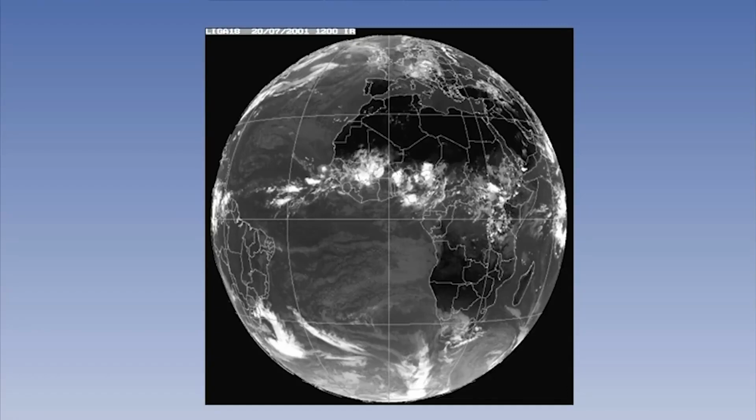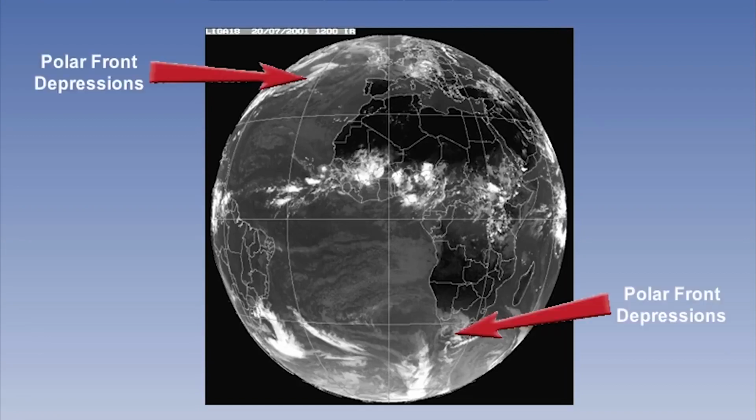The main type of low-pressure system or depression that affects the weather in temperate mid-latitudes are those that form in association with fronts. These are called frontal depressions. However, there are several other types of lows or depression that we shall consider throughout this lesson.